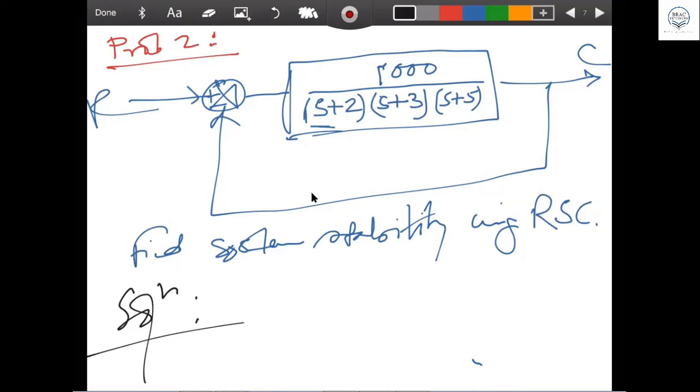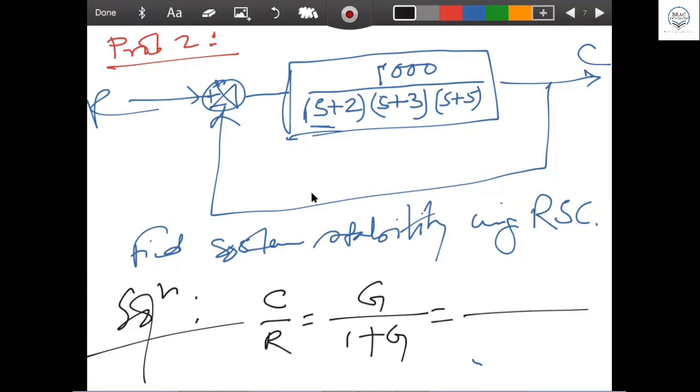If anybody gets the answer, let me know a bit fast. What do you have to do first? Anybody can tell me what the first step is? C by R. Good, excellent, beautiful. C by R you have to find, which is G divided by 1 plus GH. H is 1, so straight away you can find this equation. That's it, your job is done.